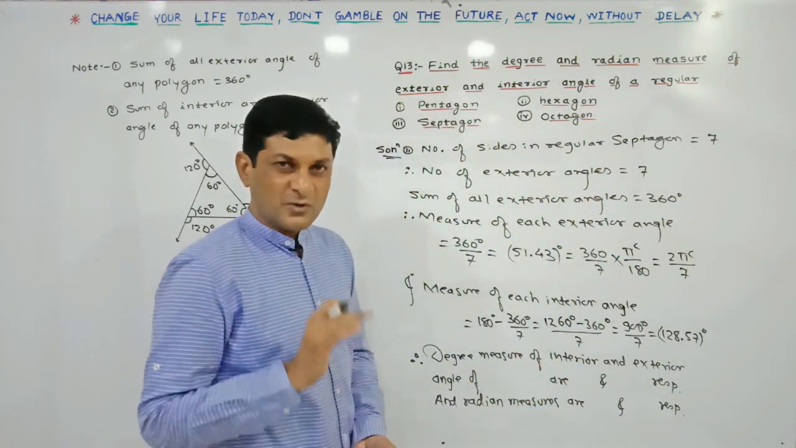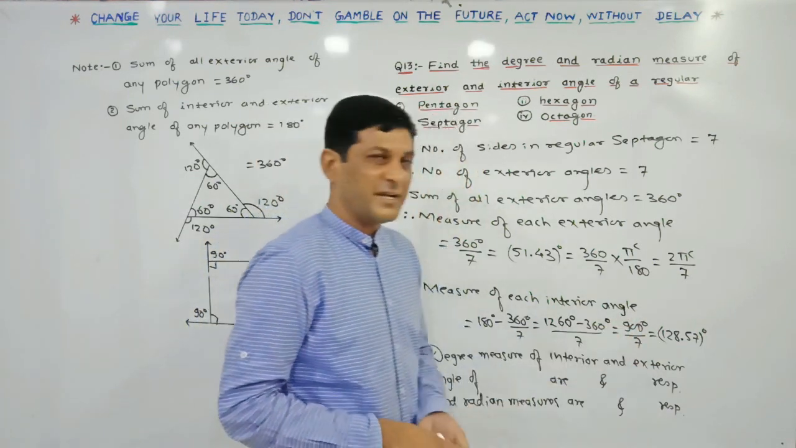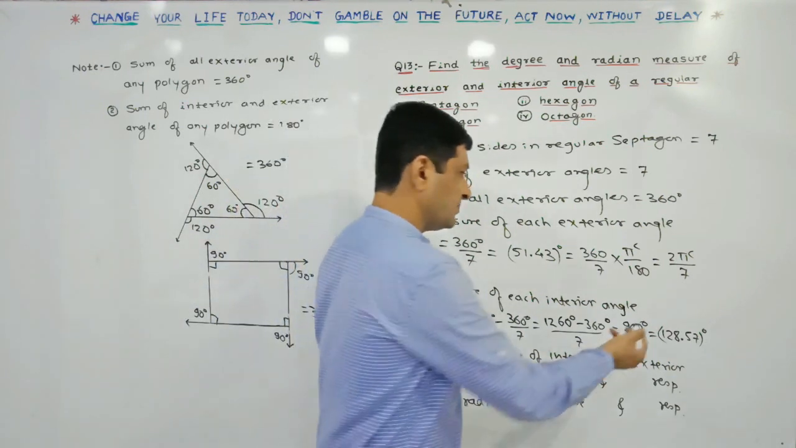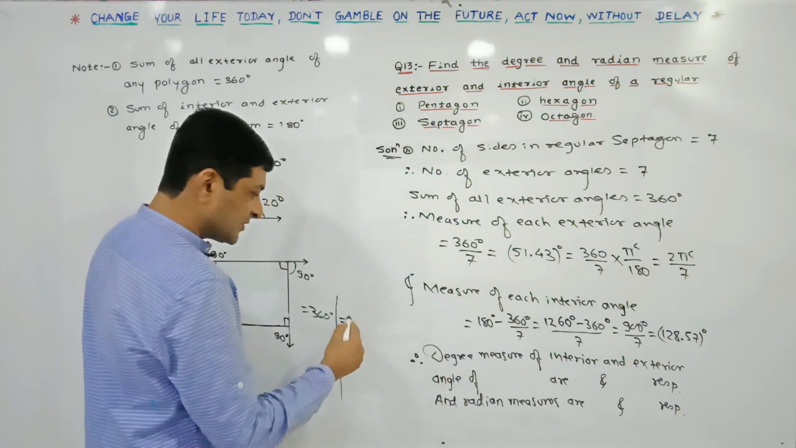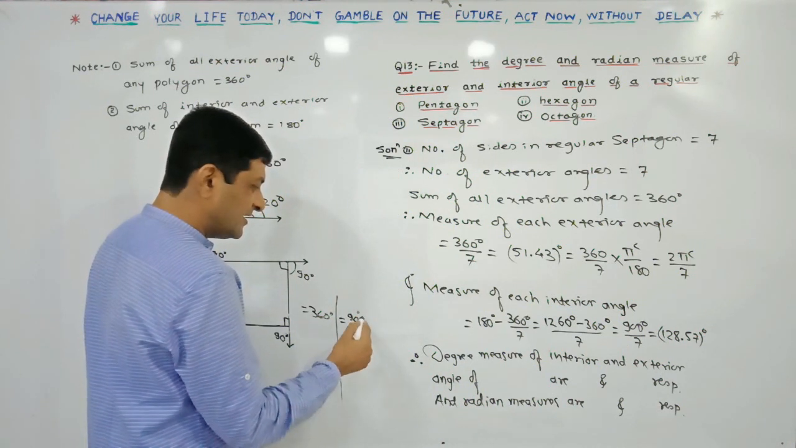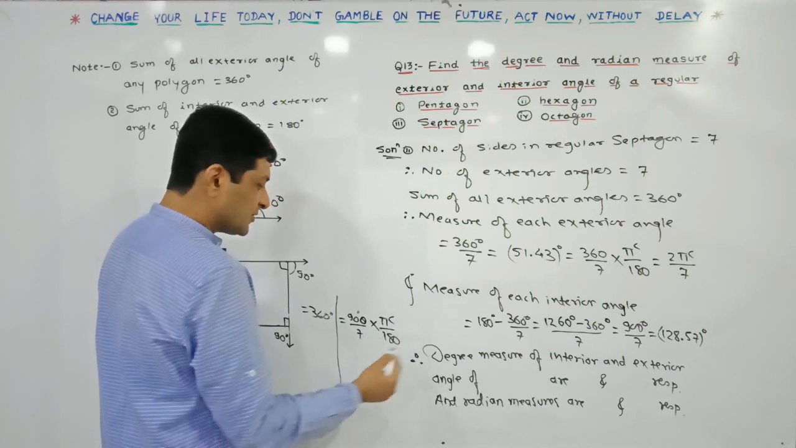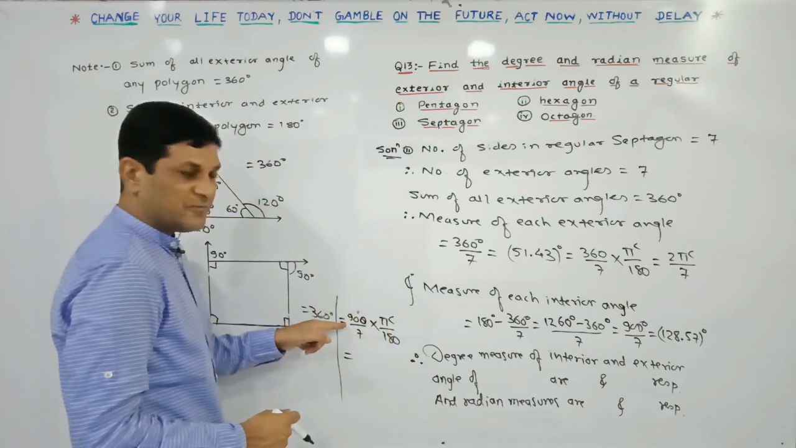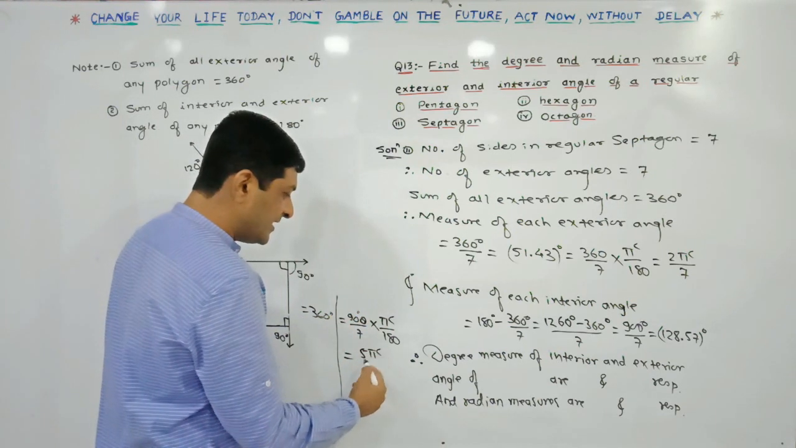To find the radian measure, we have to multiply this by pi by 180. Let us see what we get. What is the degree measure here? 900 upon 7. To convert it into radian, I am multiplying it by pi by 180. Both the numbers are divisible by 180. 180 ones are 180, and 180 fives are 900. So 5 into pi radian will be equal to 5 pi radian upon 7.